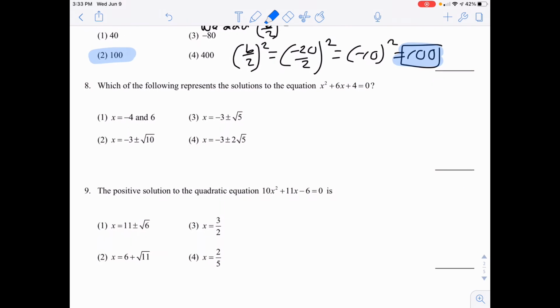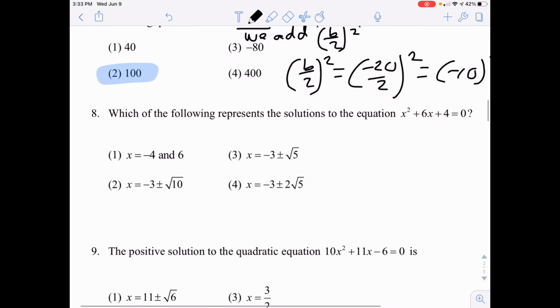Number 8, which of the following represents a solution to x squared plus 6x plus 4? Well, normally I would try to factor this right off the bat. When you factor something, you're looking for the factors of the last term, which are 4 and 1, or 2 and 2. Neither of those will add up to 6, so that's not factorable. So I'm going to do this by completing the square. Since the leading coefficient is 1, that's a fairly fast way to do it.